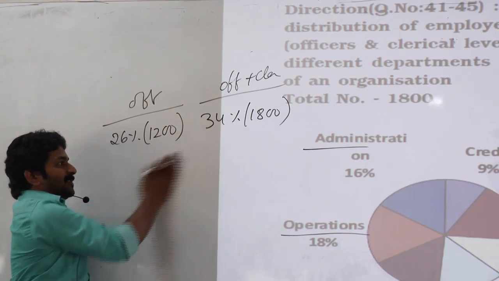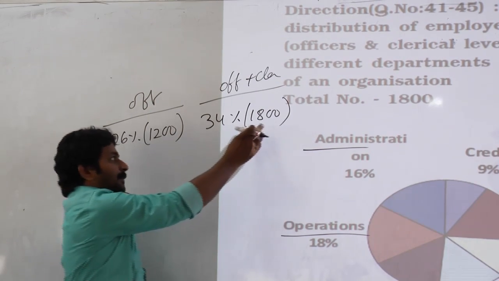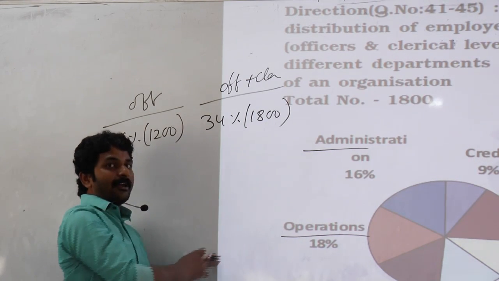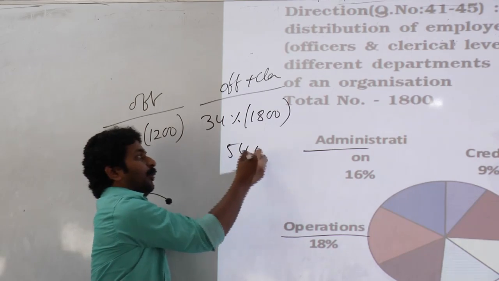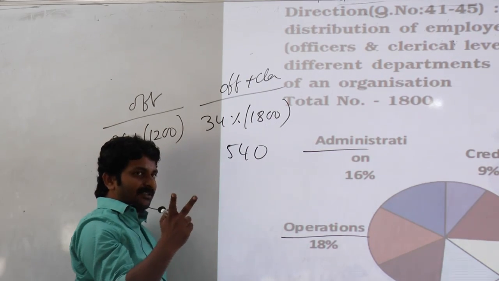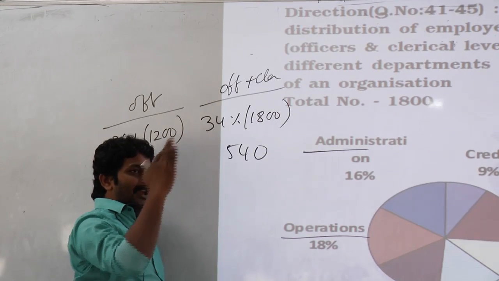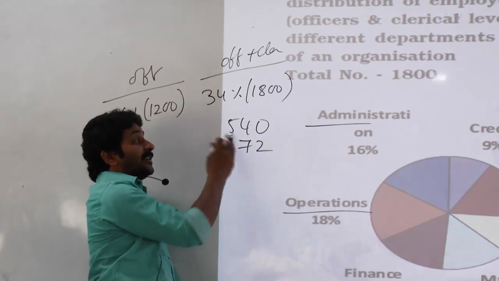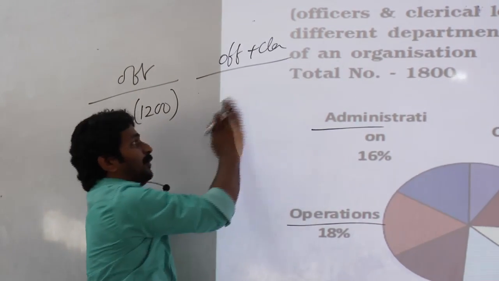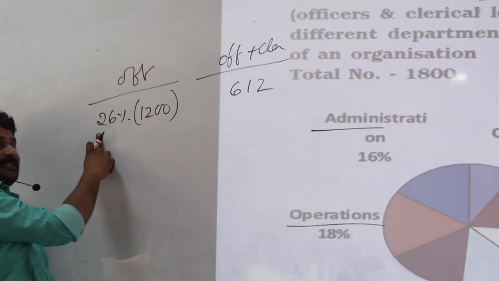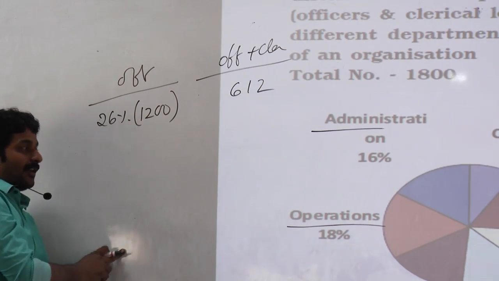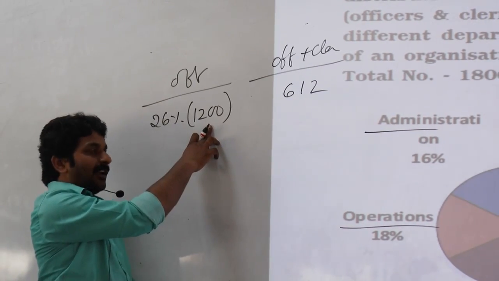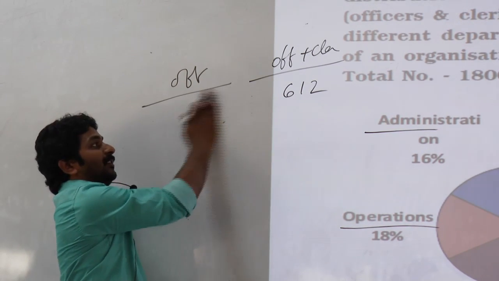Now, how will you get 34%? 30% plus 4%. 10%? 180. 30%? 540. 1%? 18. 4%? 72. Together 612. So this value is 612 and this is 26% of 1200. 25% plus 1%. 25%, 1/4, 300. 1%, 12. Total 312.